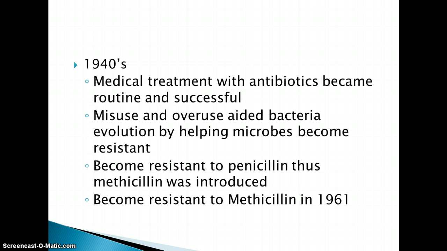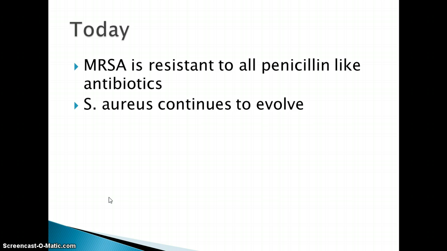In the 1940s, medical treatment with antibiotics became routine and successful, but misuse and overuse aided bacteria evolution by helping the microbes become resistant. The bacteria became resistant to penicillin, thus methicillin was introduced. In 1961, scientists identified the first strains of bacteria that were resistant to methicillin, and these bacteria are now known as MRSA. Today, MRSA is resistant to all penicillin-like antibiotics, and it continues to evolve every day.